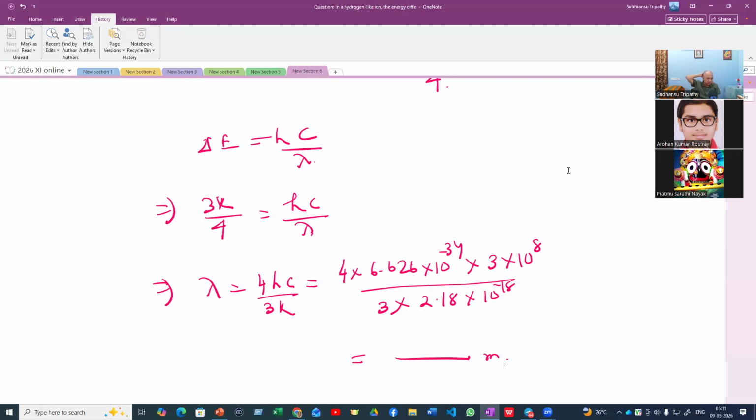So कितना आया प्रभु? आरोहण. Arohan, the English is ascension. 5 into 10 to the power minus 9. Huh? Sir, 1.215 into 10 to the power minus 9. -5. 9, sir. -9. Yes, sir.